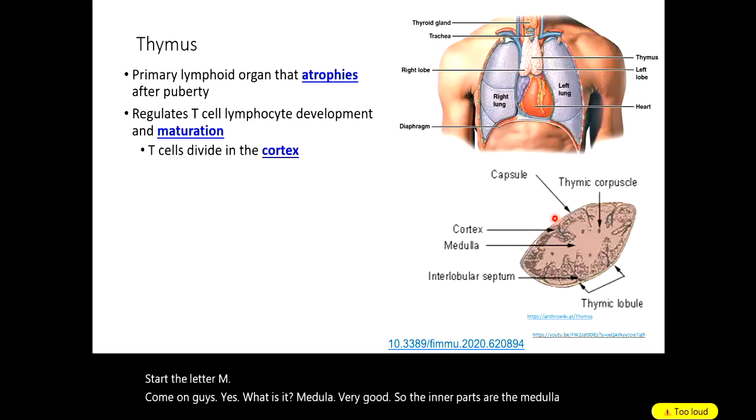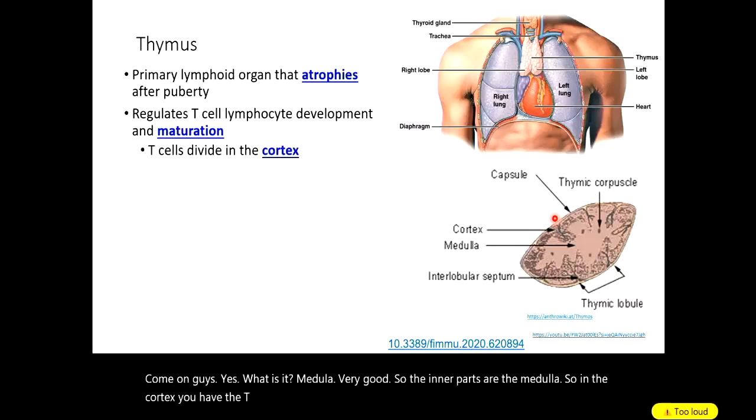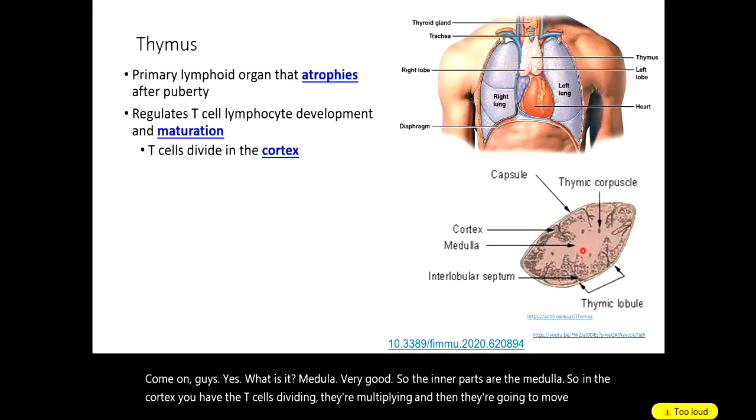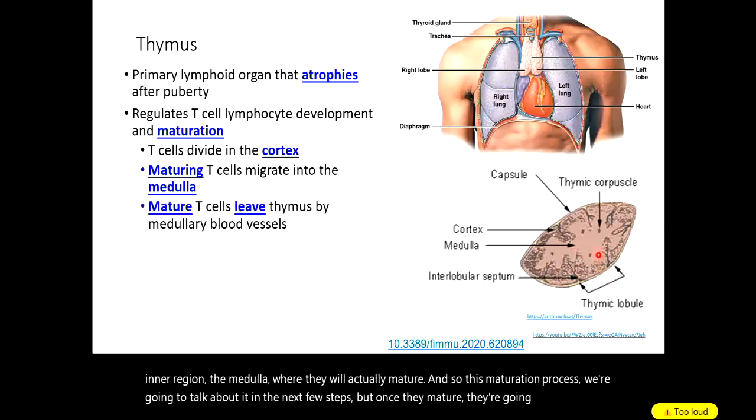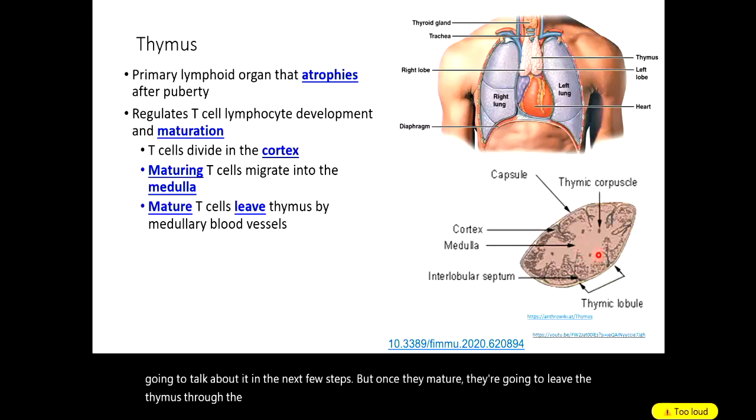So in the cortex you have the T cells dividing and multiplying, and then they're going to move into the inner region, the medulla, where they will actually mature, right? And so this maturation process, we're going to talk about it in the next few steps, but once they mature, they're going to leave the thymus through the various blood vessels.